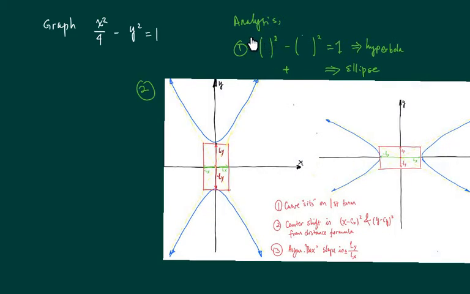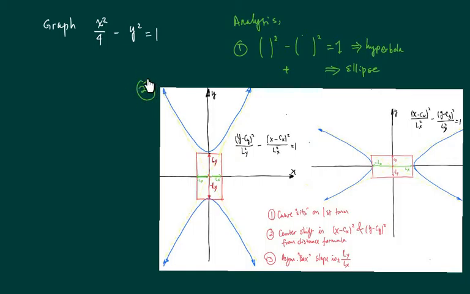The analysis goes something like this. If you have a square term and another square term, x and y, if they're subtracting, with the negative sign in the middle, then you have a hyperbola. If it's adding, then it's an ellipse. The second thing is very important when it comes to graphing the hyperbolas. Three things come to mind.